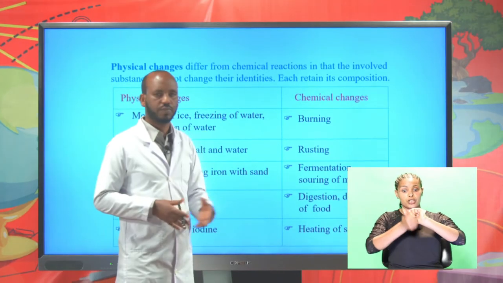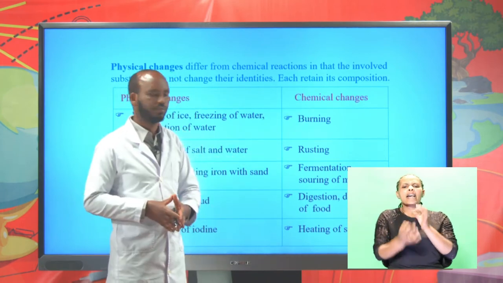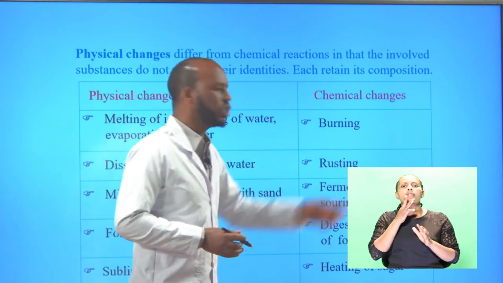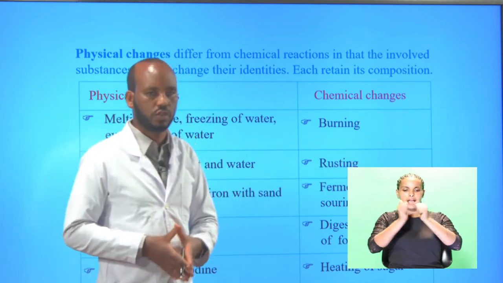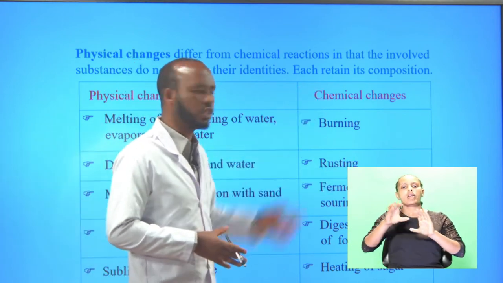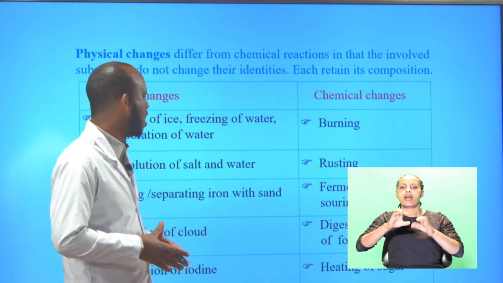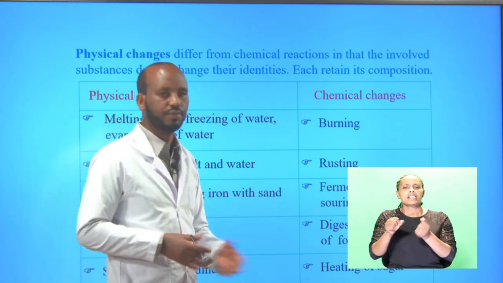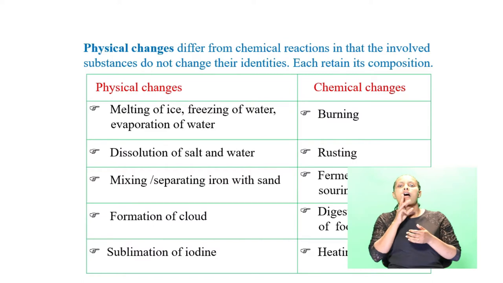Chemical changes, oxidation of substance. Example, burning, rusting. We know that water and oxygen jointly oxidize iron and convert it into rust, which is an example of chemical change. It's a chemical process, chemical reaction. Fermentation, souring of milk, digestion, decaying of food, and heating of sugar are examples of chemical changes.